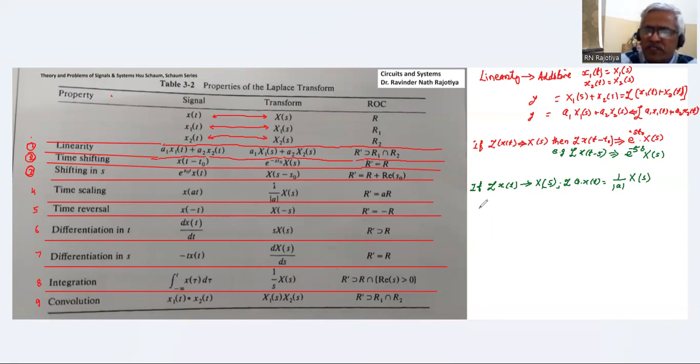Time reversal is again a simple one. You know the Laplace of x(t) is given by X(s). If you reverse the time for the signal x(t), then its Laplace is equal to X(minus s), and the ROC will be minus R.